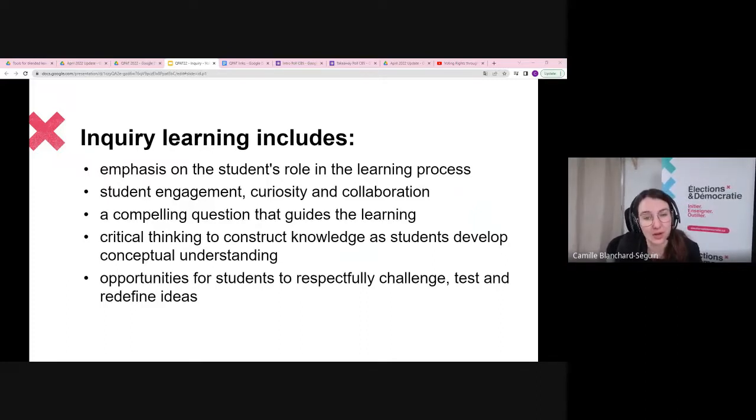It also is always looking to include critical thinking, that the students are constructing knowledge as they develop a conceptual understanding of the concepts at hand. And finally, it's an opportunity for students to respectfully challenge their ideas, test them and redefine them, especially as they collaborate and they push each other's thinking. So that is it for our little overview of our programming.